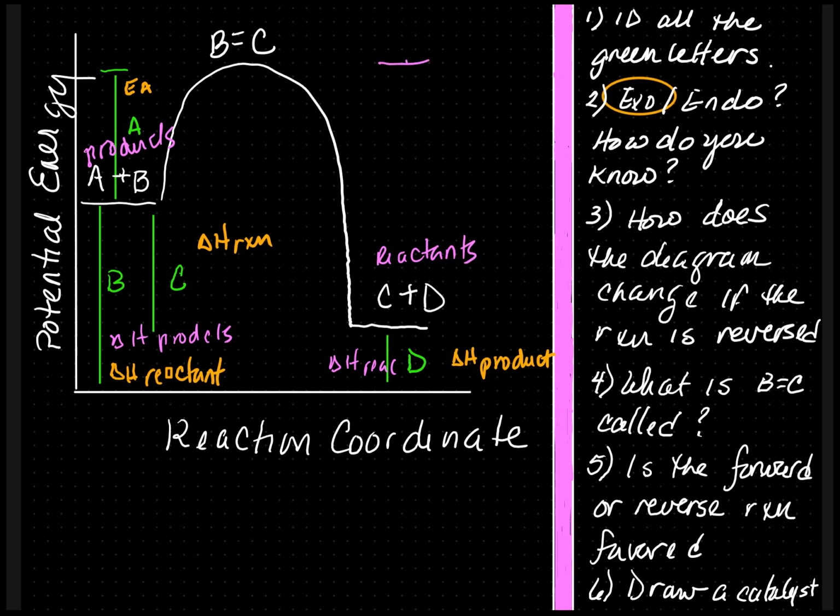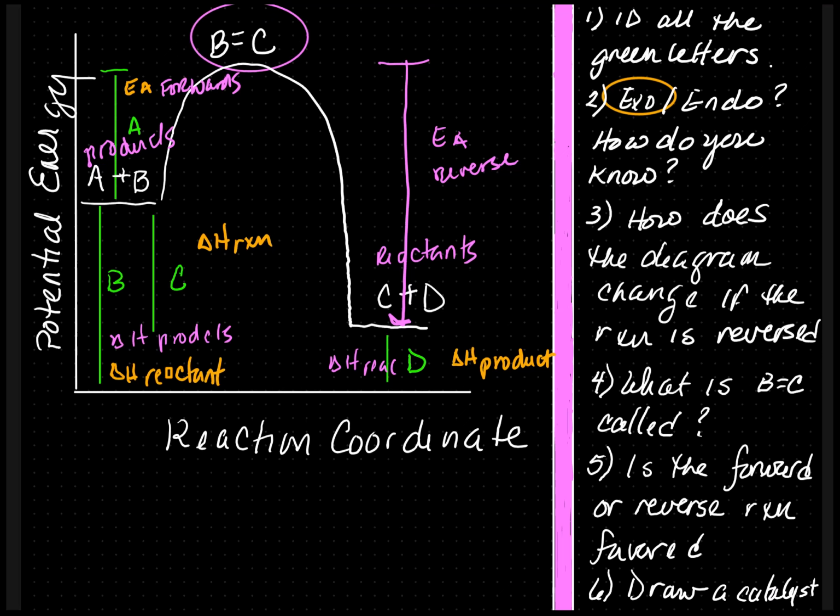However, my activation energy is from my reactants to B equals C. So this is my EA in my reverse direction. My green one, A, is in the forward direction. What is B equals to C called? That is the activated complex, transition state, or intermediate state.